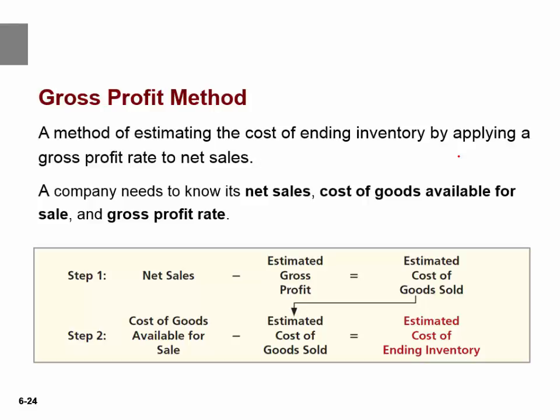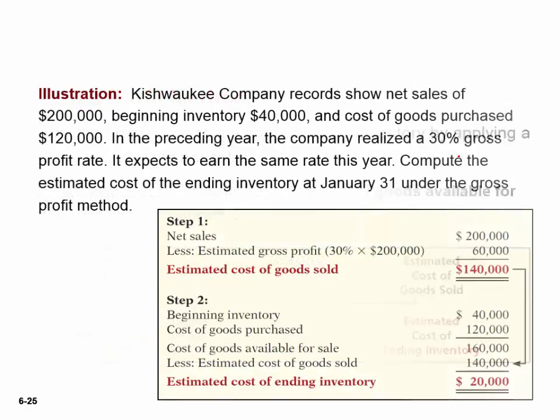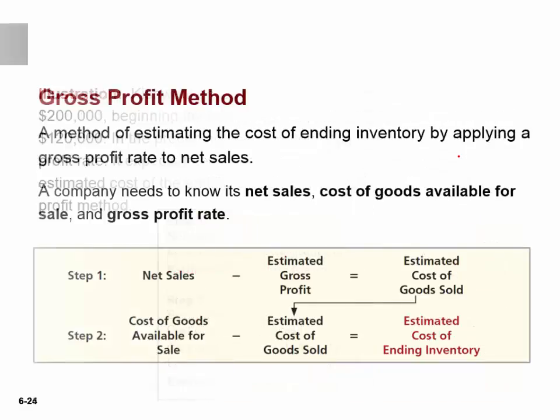This is a really cool method to account for inventory. All right, so let's go ahead and take a look at this. All you do with the gross profit method is we'll give you the gross profit percentage for the inventory. It gives us a means to estimate our ending inventory. That's what we're trying to do, estimate our ending inventory using the gross profit method.